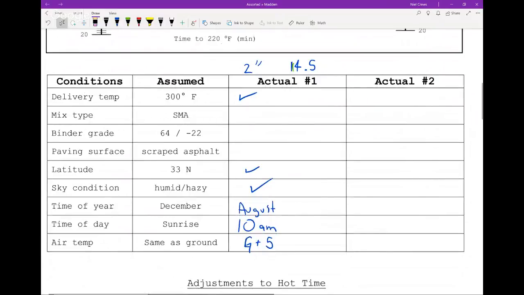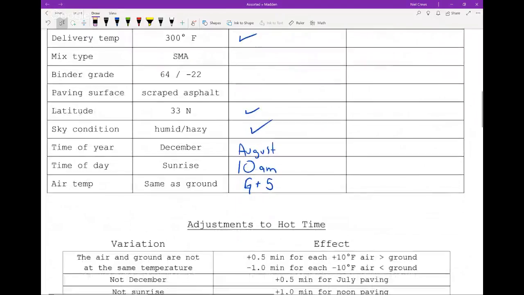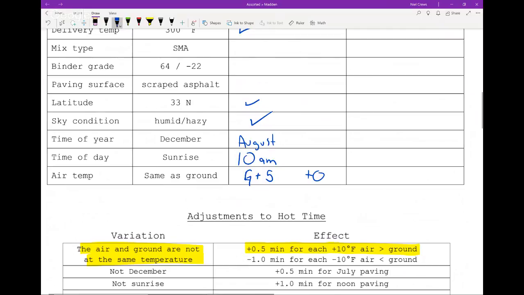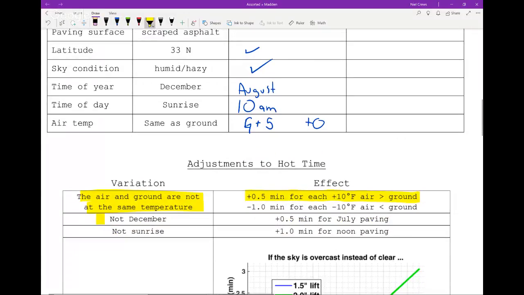Let's look at the effect of the air-ground temperature difference. The air is 5 degrees warmer than the ground. Since we see that it takes 10 degrees of difference to affect the cooling time by even 30 seconds, we can ignore this plus 5 degrees. Being August, the deep ground temperature gradients are different than in December, and this increases the cooling time. In July, we would add a half minute. August, yeah, that's close enough, so let's add a half minute to our prediction.